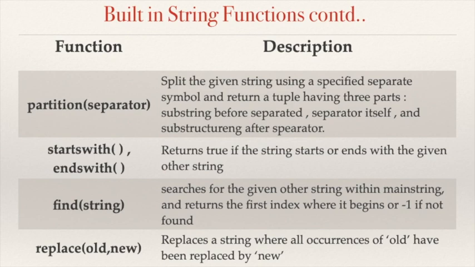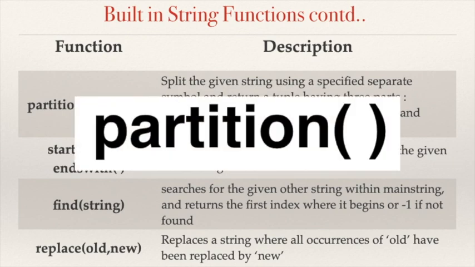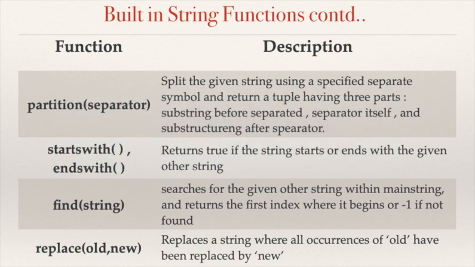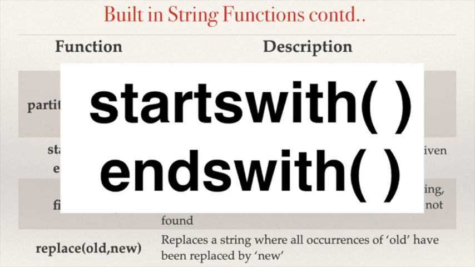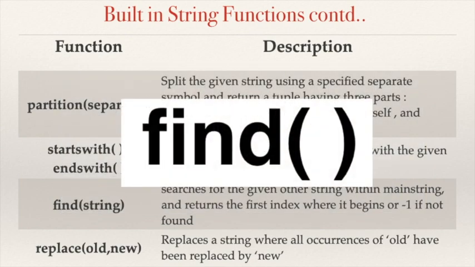So, here is another set of functions. partition. The partition function splits the given string using a specified separator. startswith and endswith functions. These functions check whether a string contains a particular sequence of letter or letters prefixed or suffixed to it or not. find. The find function is used to check the presence of a substring within a main string. If found, returns the index of the position of the first occurrence of the substring. If not, then returns -1.